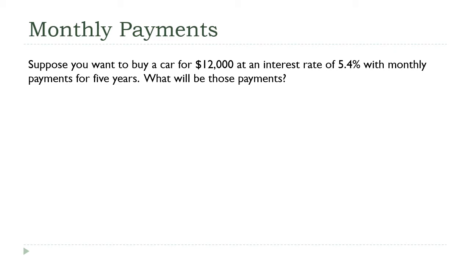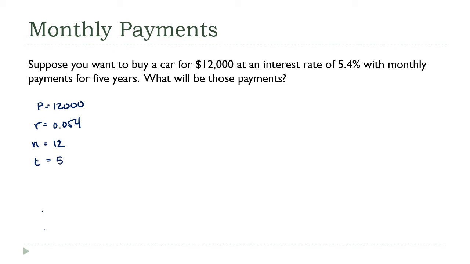Let's pull out the key information here. What is the principal? Well, that's the amount of the loan. That's $12,000. What is the interest rate? That's 0.054. Let's see. N is monthly, right? So it's going to be 12. And T is 5 years.